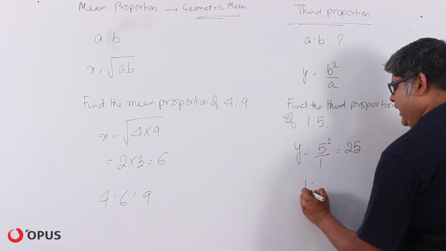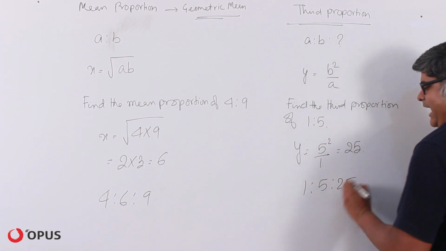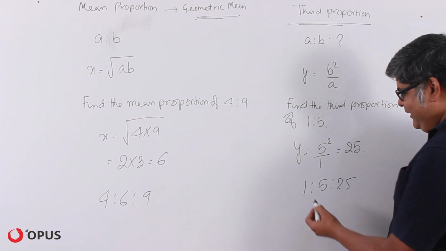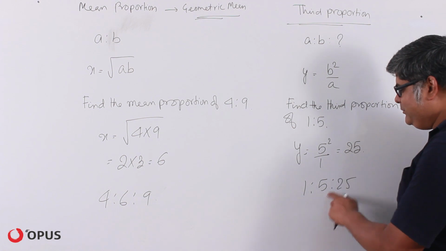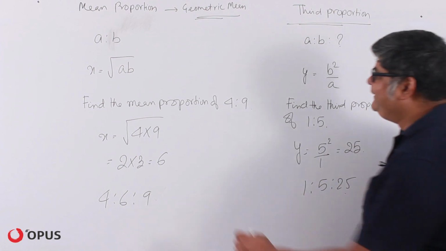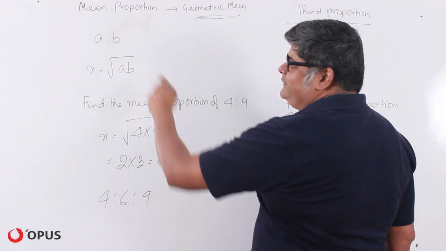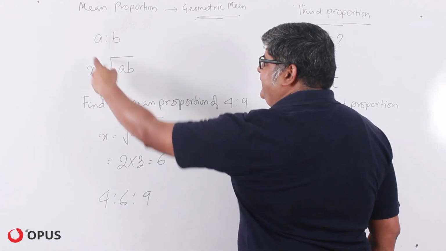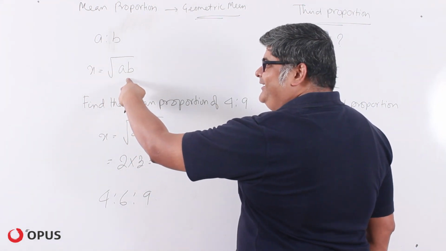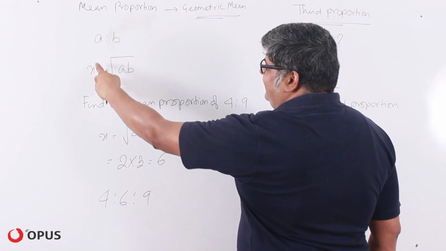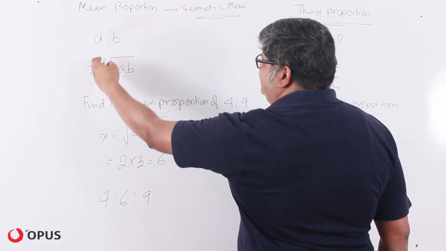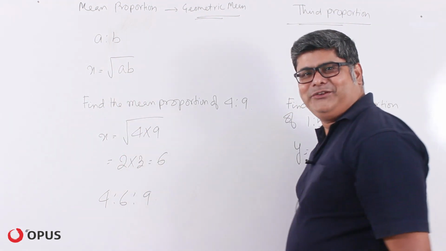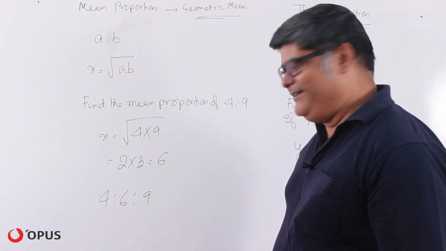So basically it is 1:5:25, and again if you notice this, like 1 and 25, if you take the product and take out the square root, you will get the mean proportion 5. So basically it's nothing but it is a manipulation of this thing. Like if you square both sides, x square is equal to ab. So if you have to take out any one of them, it has to be x square by a or x square by b. So that's how this thing gets justified.